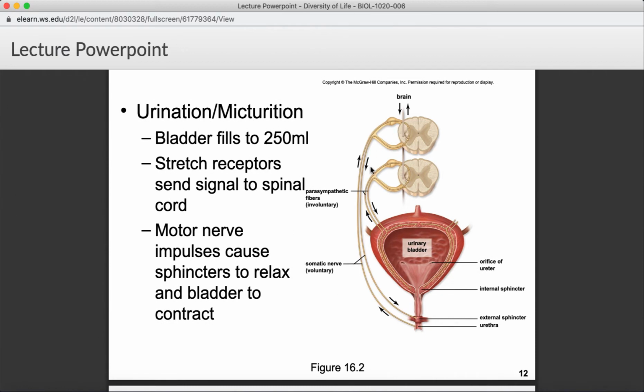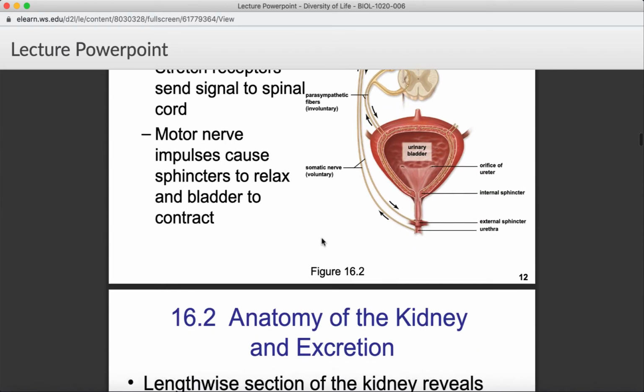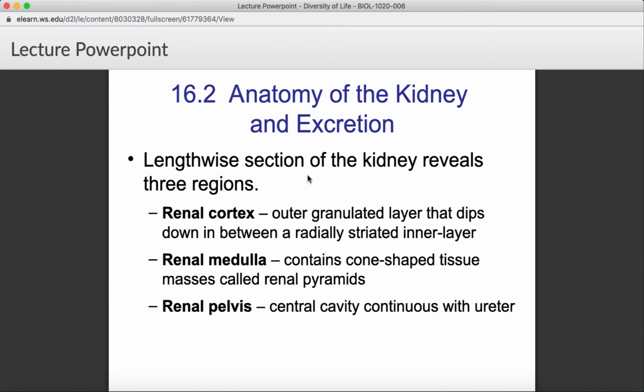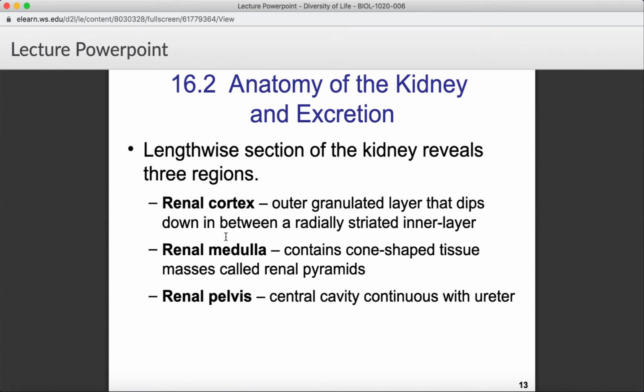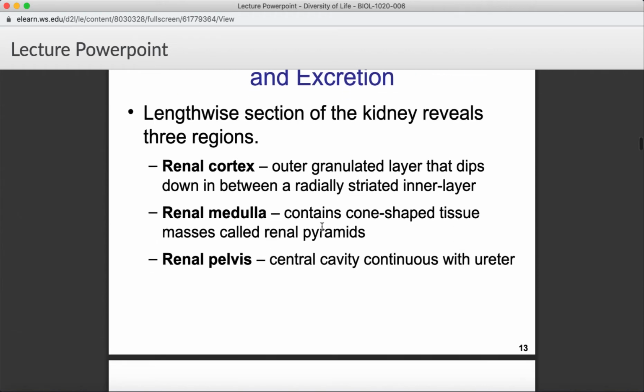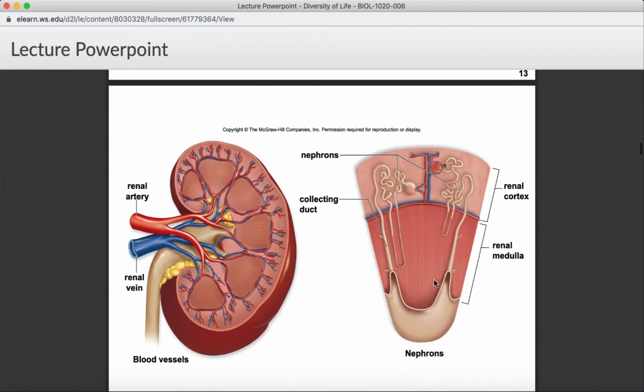So this is just a graphic of everything we just said. A lengthwise section of the kidney reveals three regions: the renal cortex, renal medulla, and renal pelvis. The cortex is a granulated layer that dips down in between a radial striated inner layer. The medulla contains cone-shaped tissue. The mass is called renal pyramids, and the pelvis is a central cavity continuous with the ureter.